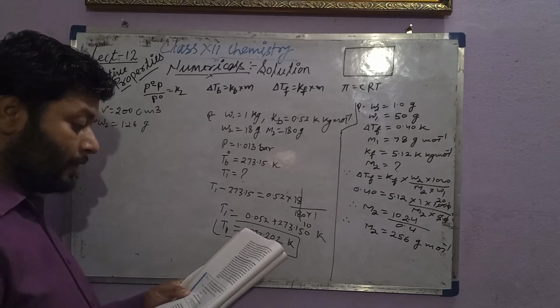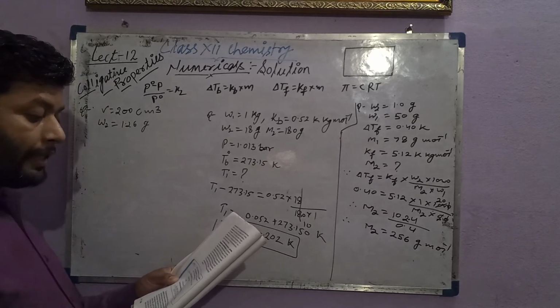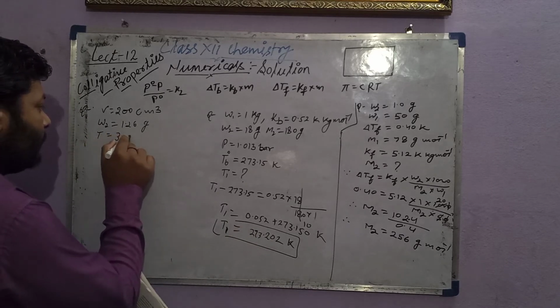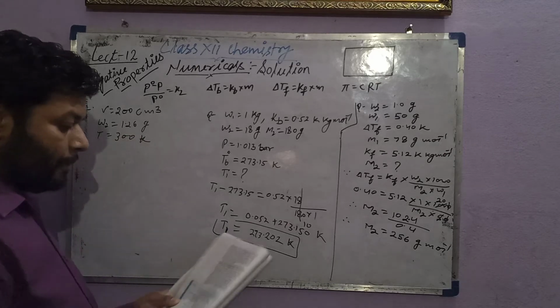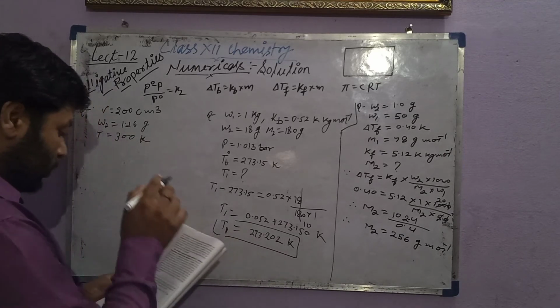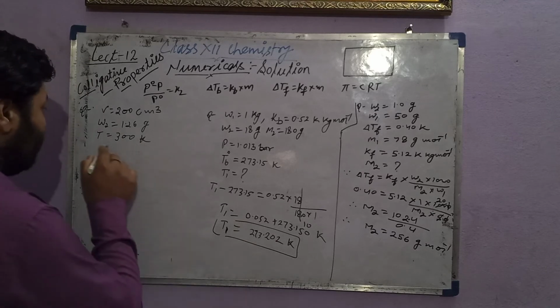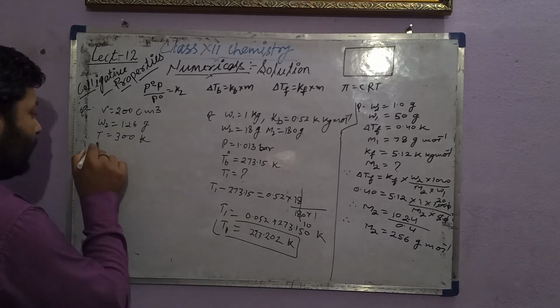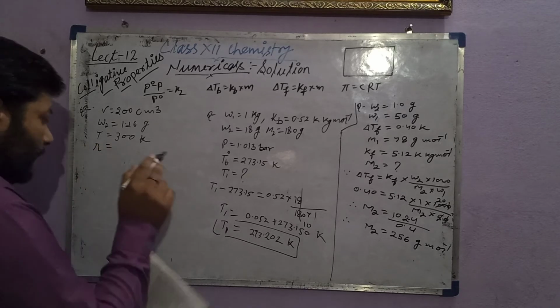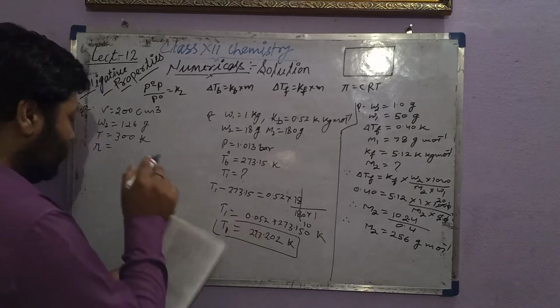The osmotic pressure of such a solution at 300 Kelvin, the temperature is given as 300 Kelvin, is found to be 2.57 into 10 to the power minus 3 bar. The osmotic pressure of the solution is given, 2.57 into 10 to the power minus 3.